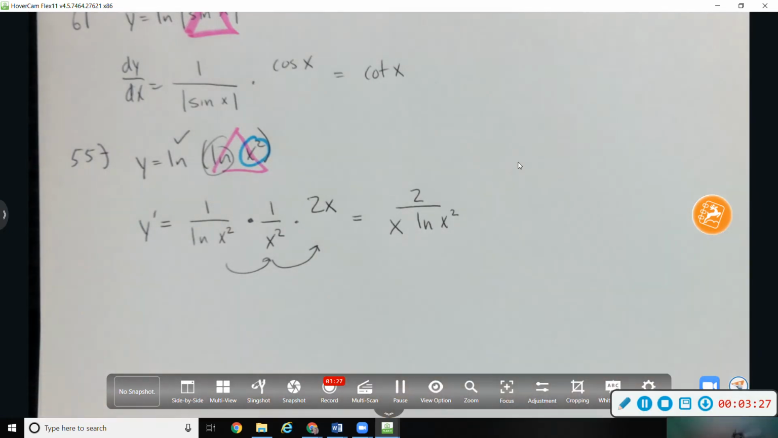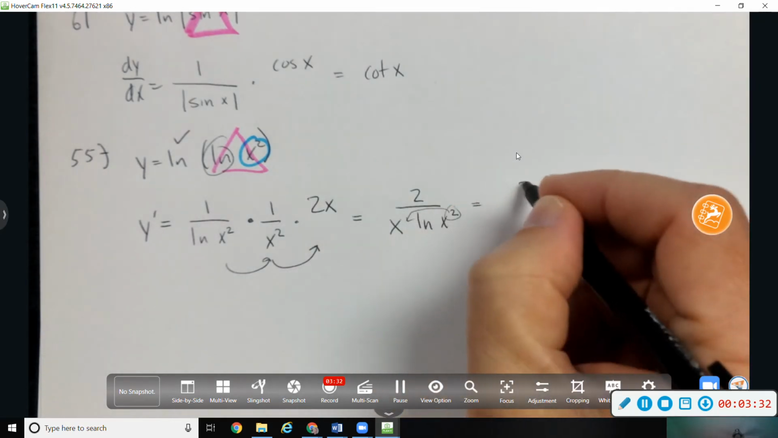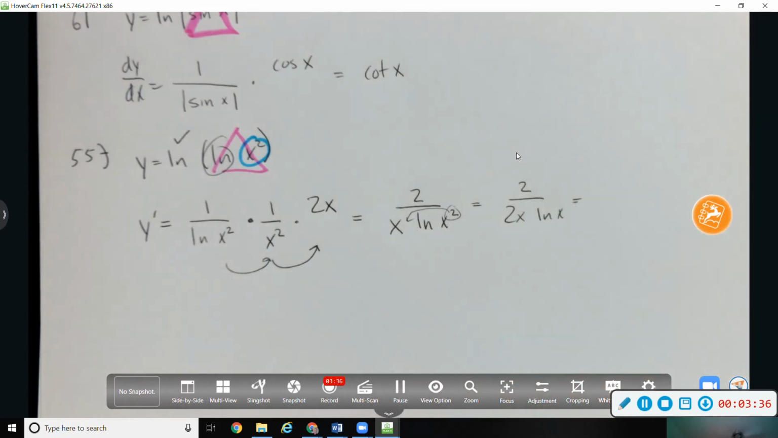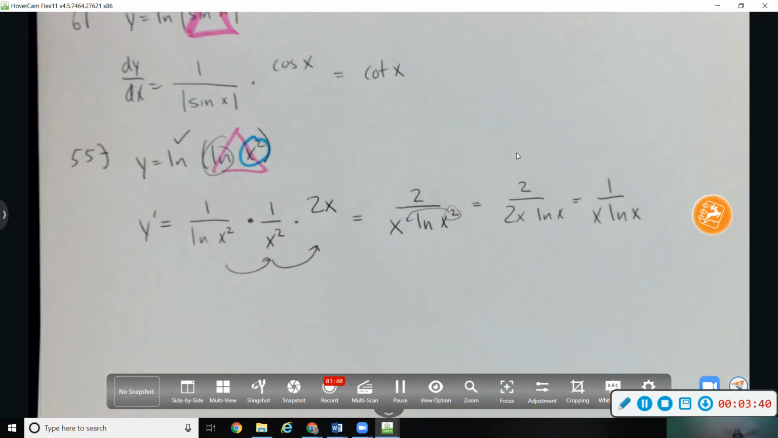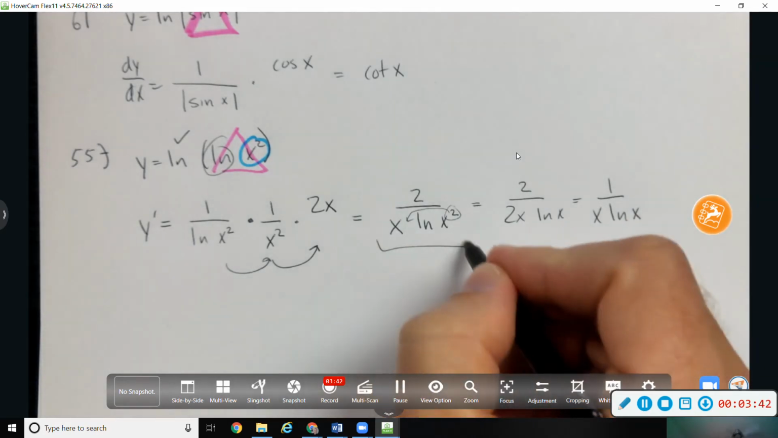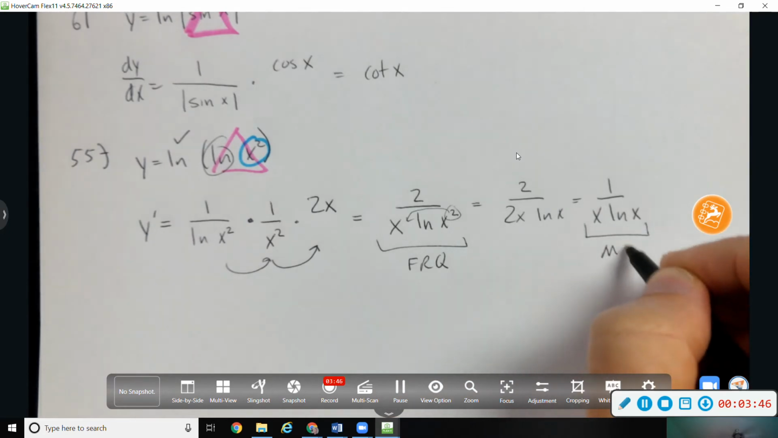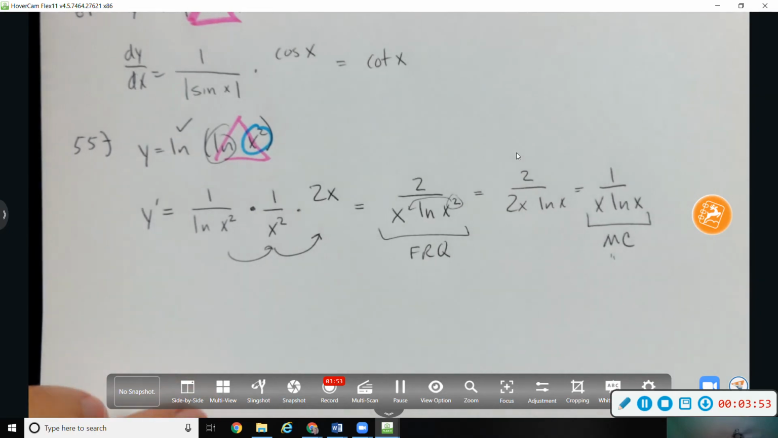My guess is the book would probably move that 2 to the front. And then the 2's cancel. And so you have 1 over x natural log of x. So again, with the safe stop versus what you'd probably see on the multiple choice or CalcChat or the back of the book. They like to simplify as much as possible.